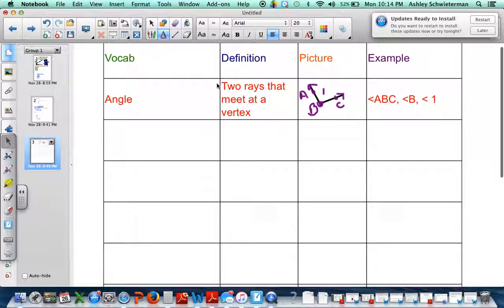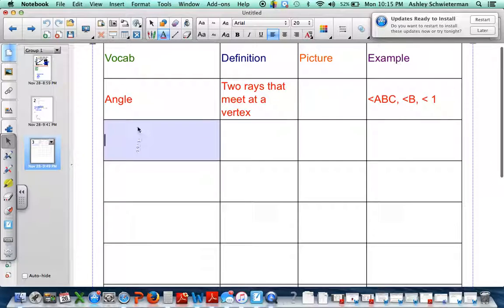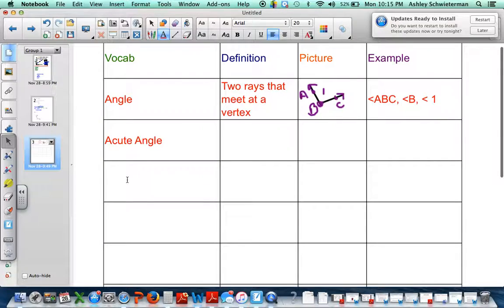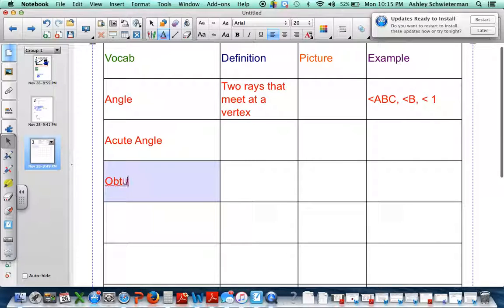And like I said, there are ways of classifying an angle based on its degree. So you could have an acute angle, you could have an obtuse angle, you could have a right angle, and you could have a straight angle.